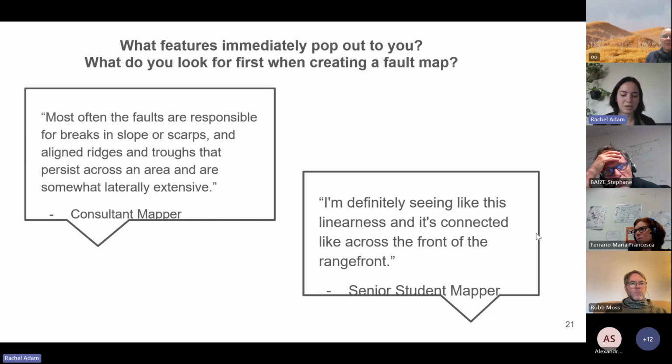And this was a common theme that we would find across the board with people that had a lot more experience, were more confident using more high-level terminology, where senior or novice mappers would use more vague terms to describe what they were seeing.